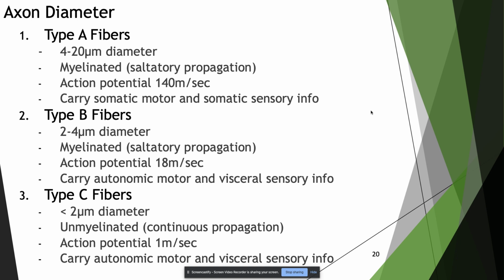Type A fibers are the largest myelinated axons, with diameters ranging from 4 to 20 micrometers. These fibers carry action potentials at speeds of up to 120 meters per second, or about 268 miles per hour. Type B fibers are smaller myelinated axons with diameters of about 2 to 4 micrometers, and their propagation speeds average around 18 meters per second, or about 40 miles per hour. Type C fibers are unmyelinated and less than 2 micrometers in diameter, and these axons propagate action potentials at the leisurely pace of about 1 meter per second, or about 2 miles per hour.